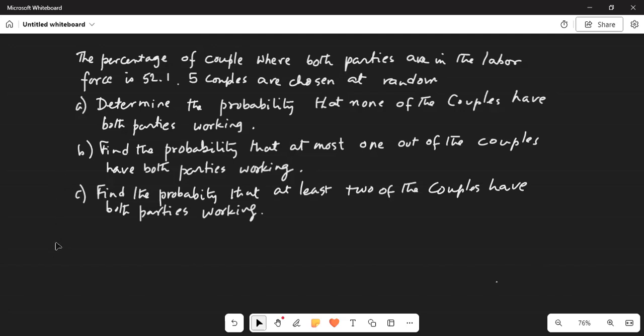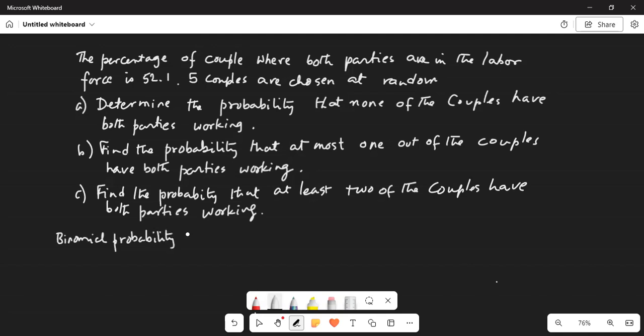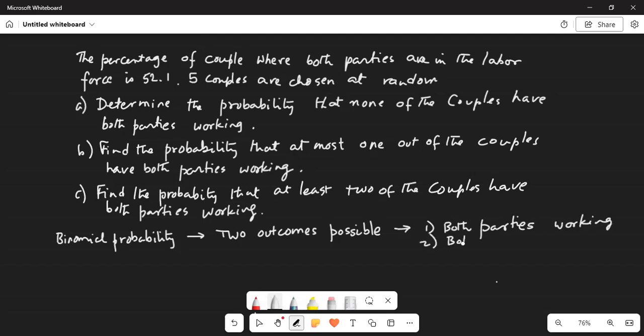So first, we have to realize that this is a binomial probability problem. Why? Because there are two outcomes. Whenever there are two outcomes possible, it will be a situation for binomial probability. What are the two outcomes possible? Both parties working, or both parties not working.